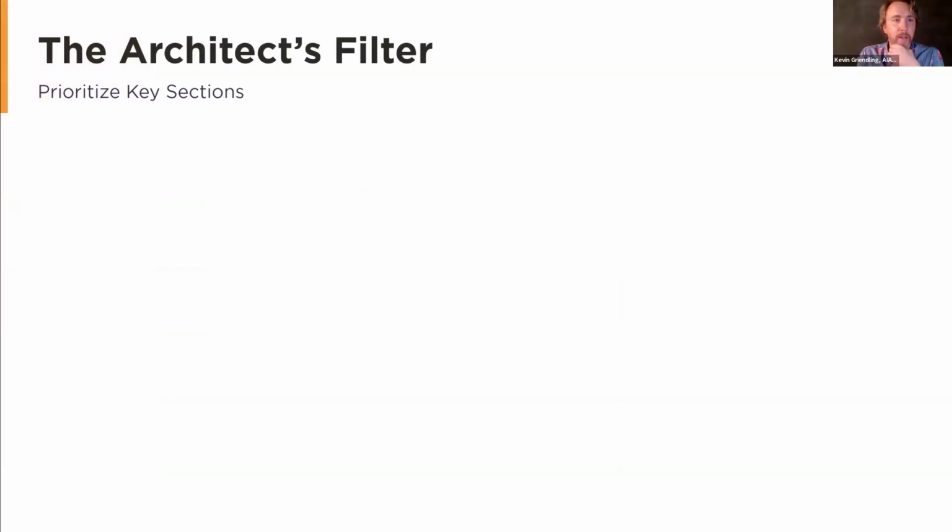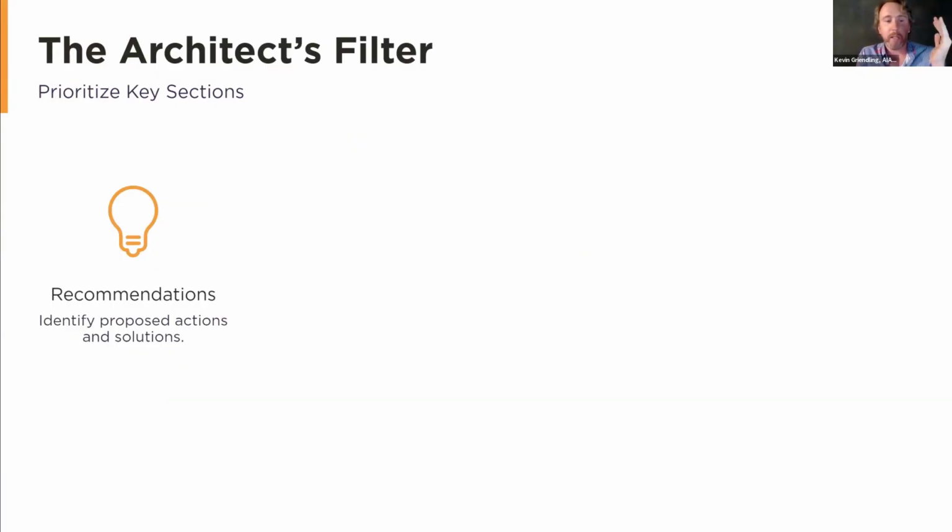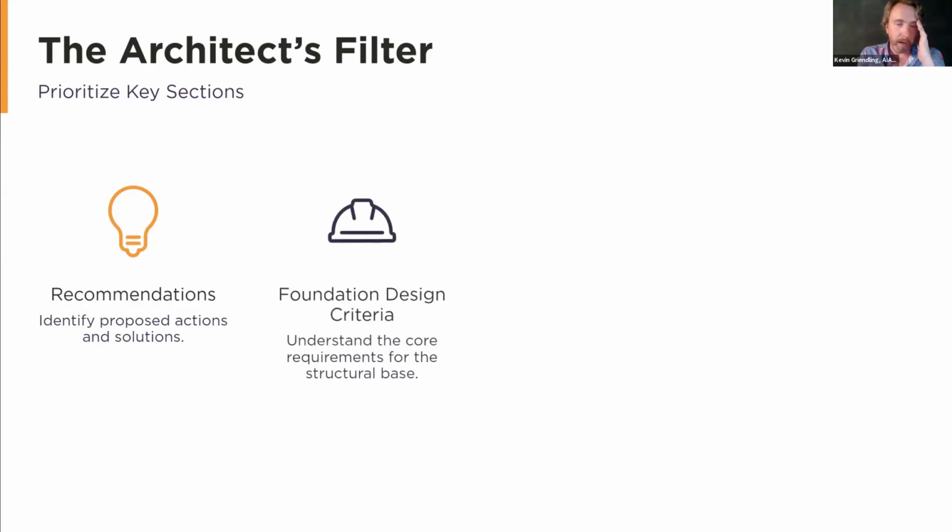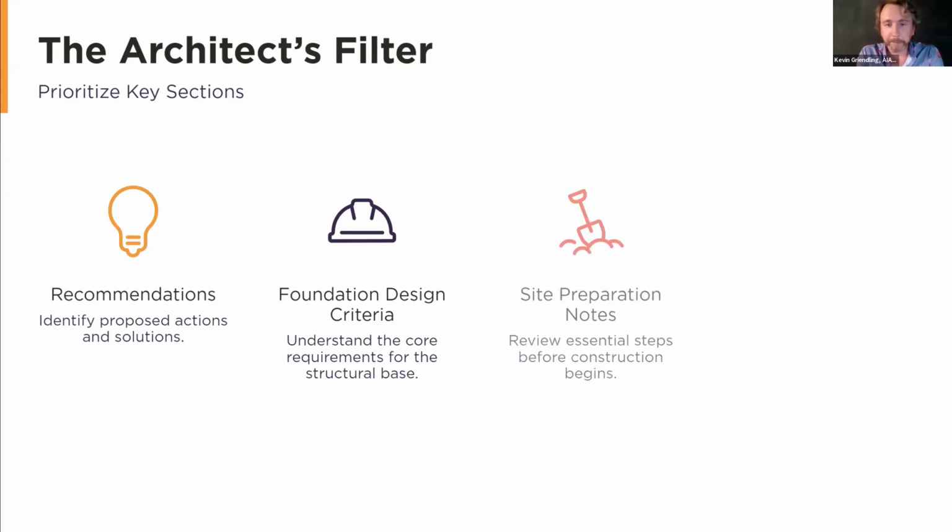So let's get into some of the operational considerations. Essentially, the architect is going to try to target just specific sections. They're going to look at the structural recommendations. This will have actions and solutions that the geotechnical engineer feels are appropriate for that site. And again, it's not going to be just one. There may be specific foundation design criteria, especially if you have a highly complex site and soil composition. If you have a very large site that's being analyzed, it may be quite a lengthy soils report, and the foundation design criteria might be different in different areas of the site.